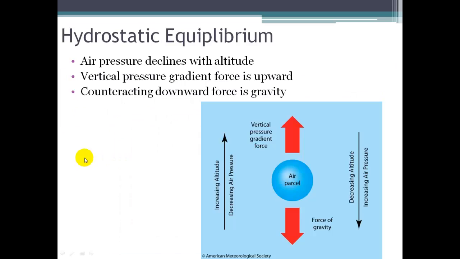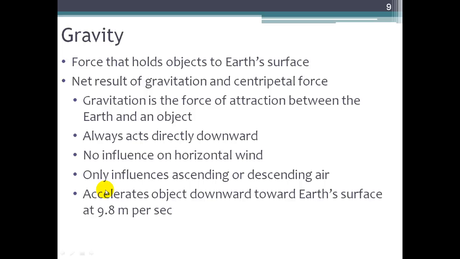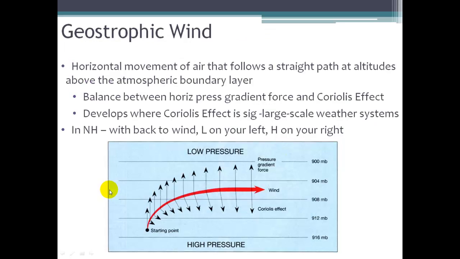There's a little rule of thumb here that says if you're standing in the northern hemisphere and the wind is blowing to your back, so you imagine you're standing here with the wind blowing to your back, of course, you'd be really tall because this is high up in the atmosphere, you're going to have low pressure on your left and high pressure on your right.